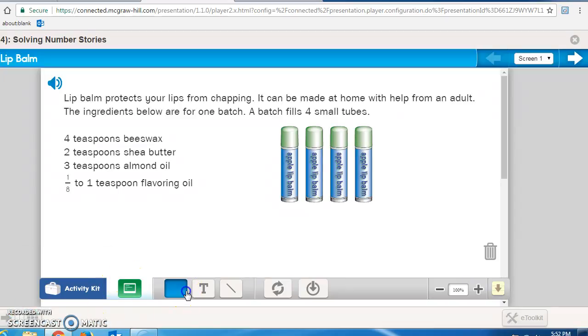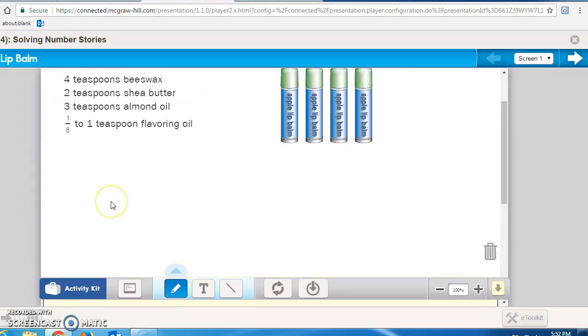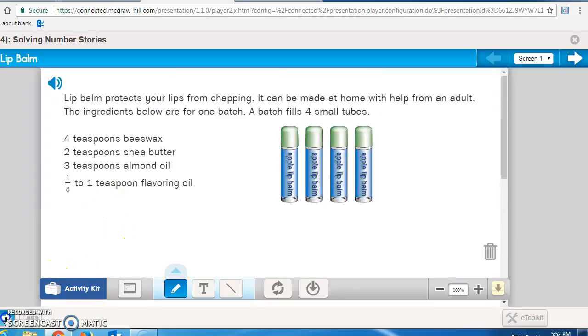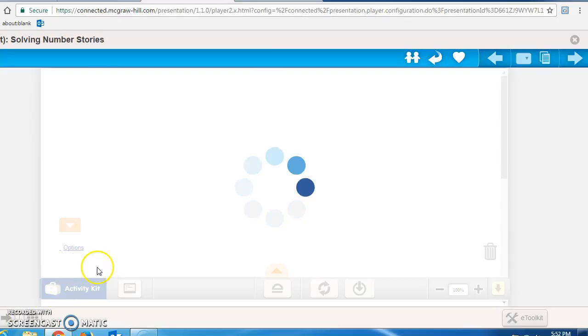So let's read this together. It says, lip balm protects your lips from chapping. It can be made at home with help from an adult. The ingredients below are for 1 batch. So this entire recipe does 1 batch, which makes 4 small tubes. So all of this is considered 1 batch. All right. Next, it's going to ask me some questions about what I just read to you.